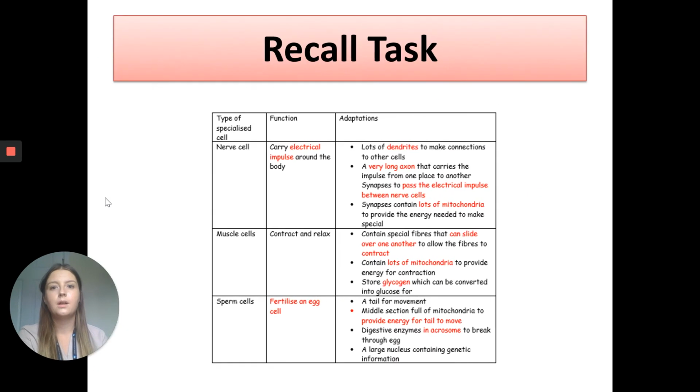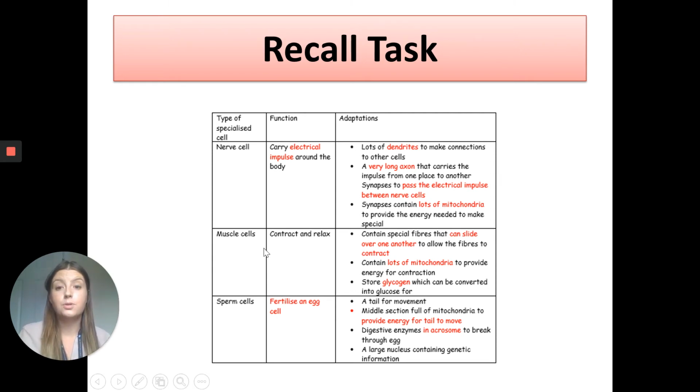Okay, so if we have a little look, so the nerve cells carry electrical impulses around the body. There's lots of dendrites to make the connections to other cells. It has a very long axon that carries the impulse from one place to another. The synapses to pass the electrical impulses between the nerve cells. Synapses contain lots of mitochondria to provide the energy.